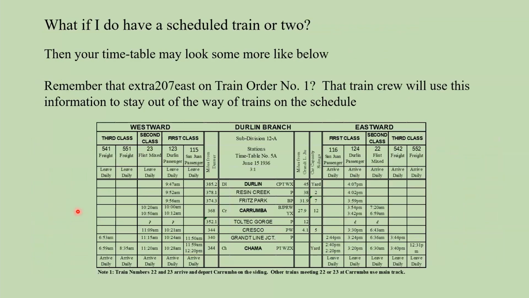Okay, well, what if I do have a timetable? Well, it may look something like this. And in this case, this is off of my railroad here. And if you remember that extra 207 east on train order number 1, that crew would then use this information to stay out of the way of trains on schedule, because an extra train is the lowest form of life on a railroad.